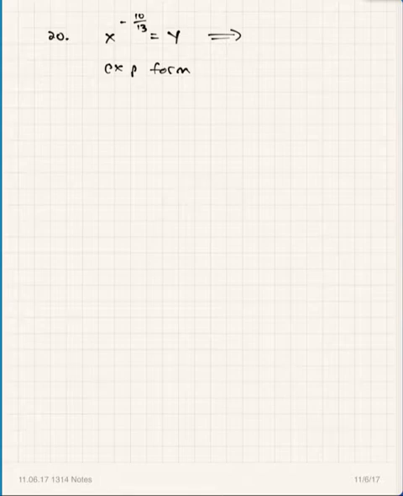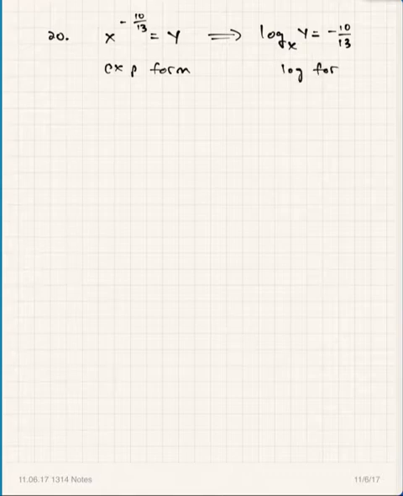Remember, the base on the exponential expression and the logarithm are always identical, and so this would be logarithm base x of y equals negative 10/13. So remember, the logarithm is always equal to the exponent. So we have a logarithm equals, and it's got to be the exponent. This is the log form over here. All right, so remember, those two expressions, x to the negative 10/13 equals y, and logarithm base x of y equals negative 10/13 are the exact same expression.